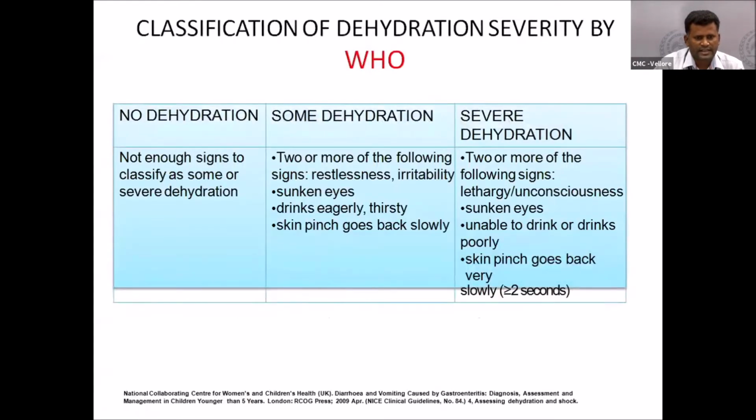And coming to the classification of dehydration by severity, WHO has classified it as no dehydration, some dehydration, and severe dehydration. No dehydration is when there are no signs of dehydration. In some dehydration, there are 2 or more of the following signs: restlessness, irritability, sunken eyes, drinks eagerly and thirsty, skin pinch goes back slowly. In severe dehydration, there could be lethargy, unconsciousness, sunken eyes, unable to drink, and skin pinch goes back very slowly, that is more than 2 seconds.